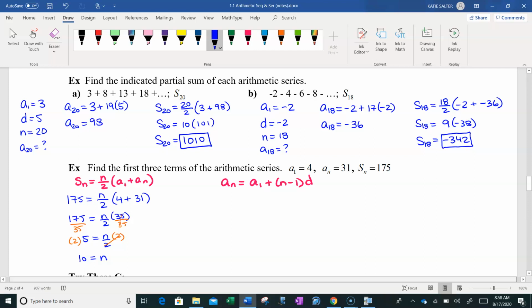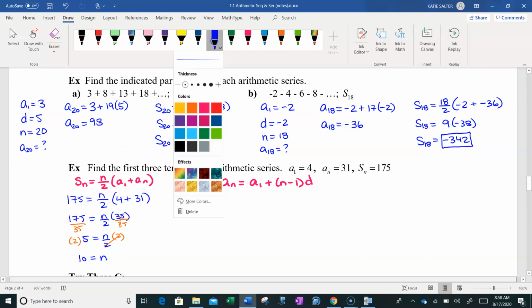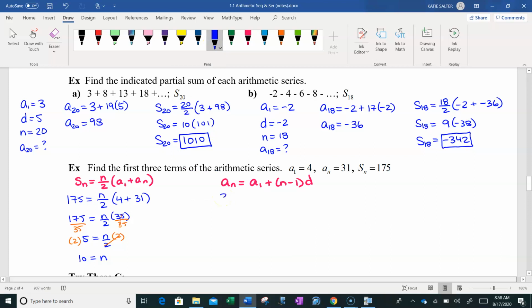So now we can come over to this formula because, again, we know that the nth term, which we now know is the 10th term, is 31. We know that the first term is 4. Since we now know that there are 10 terms, 10 minus 1 would give us 9. But we need to figure out what that common difference is. So we'd subtract 4 from each side. We get 27 is equal to 9d. And then divide each side by 9, and we get 3 is d.